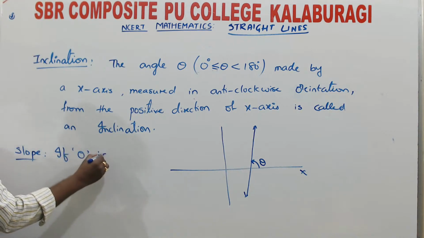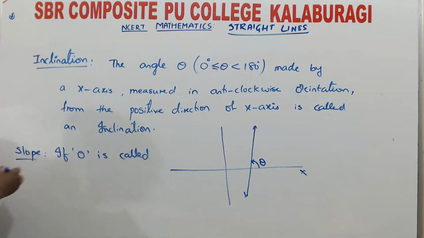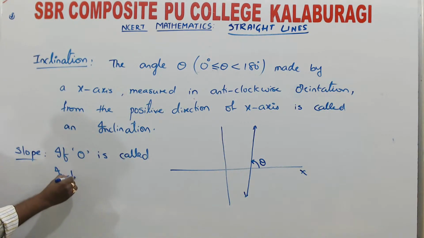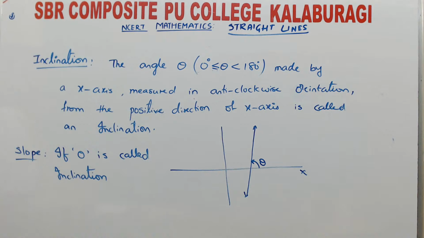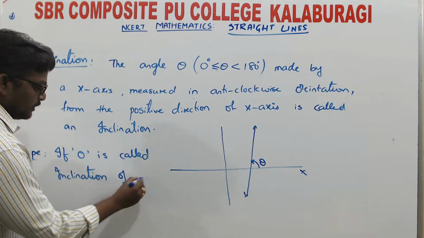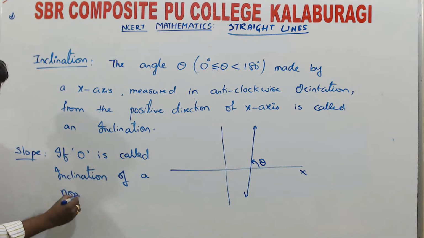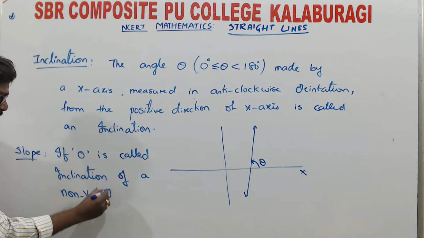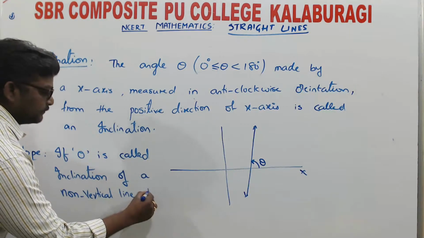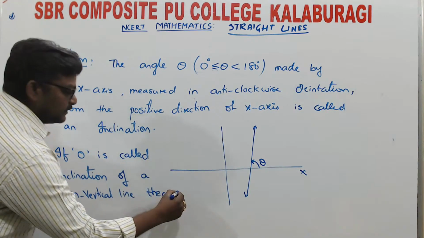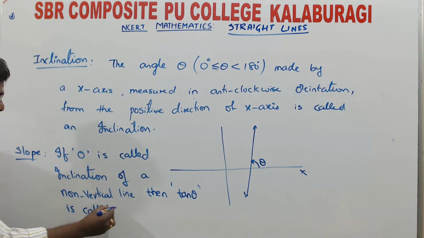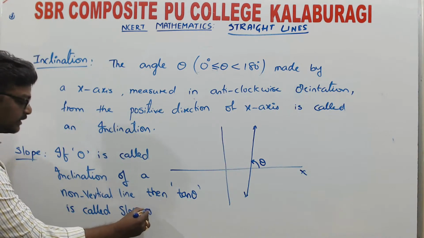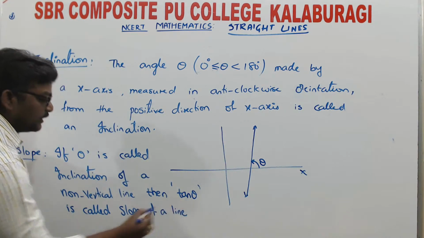If theta is called the inclination of a non-vertical line, then tan theta is called the slope of a line.